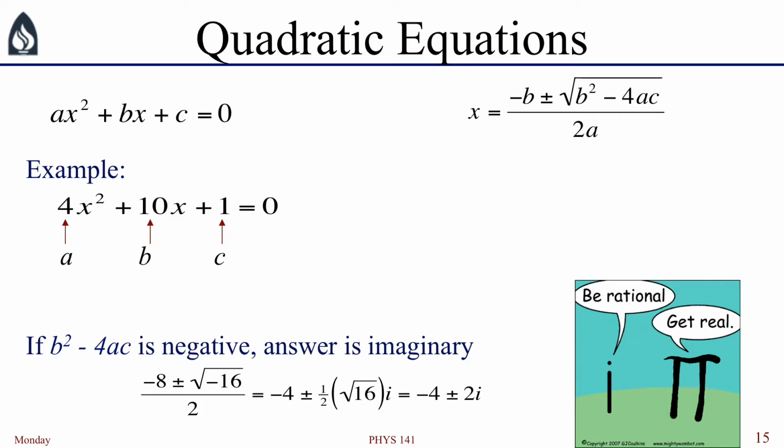One type of equation that we'll be solving fairly frequently is the quadratic equation. As you've learned in your math classes, quadratic equations have this general format where you have some number multiplied by a variable that's squared plus another number times a variable plus an additional number, and the sum of those is equal to 0.